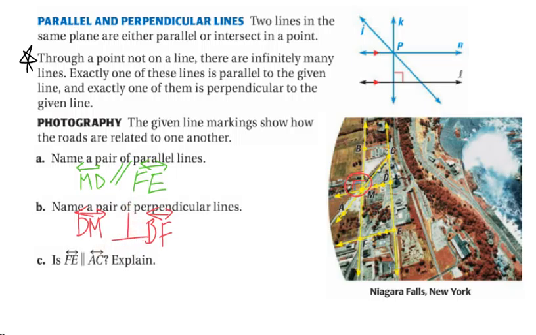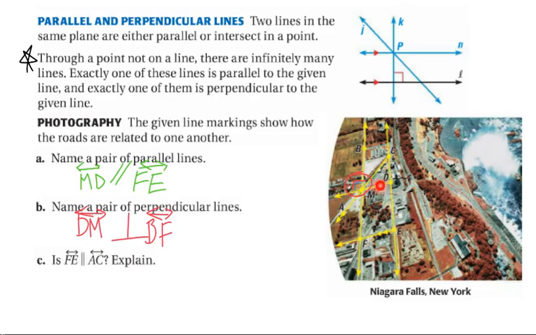So next we want to check: is line FE parallel to line AC? FE is down here. Is this parallel to line AC? We can see by the looks of it that it's definitely not parallel, but also there are no marks on there saying that they will be parallel to each other, like there were on the DM. So that would be a no.